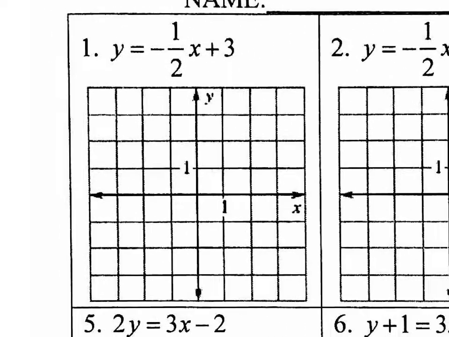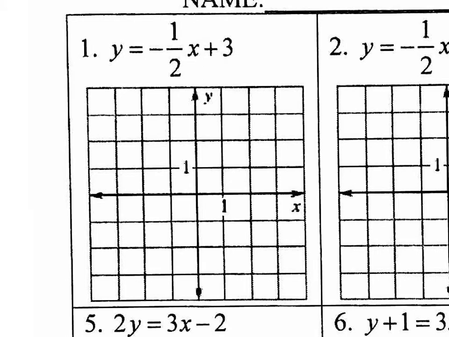So how do we graph number 1? Well, number 1, it crosses the y-axis at 3. The b value is 3, and your slope is -1/2. So let's go to the y-axis. Here's the y-axis. Let's go to the b value of 3. 1, 2, 3. Put a dot right there, guys.